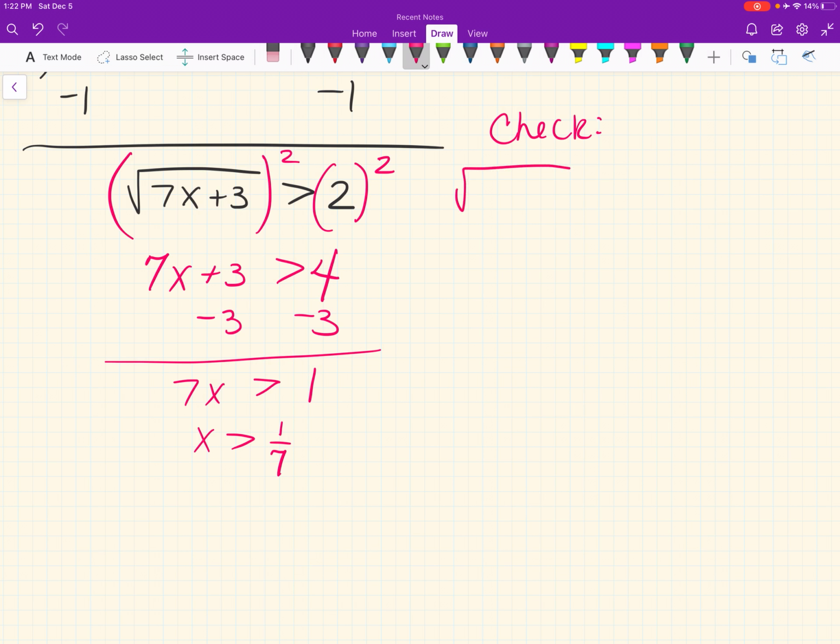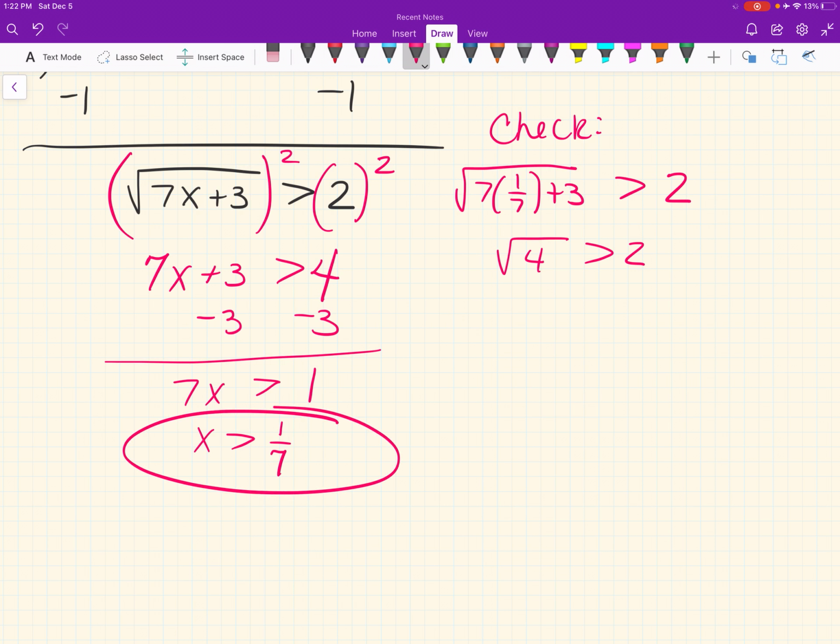It says the square root of 7 times 1/7 plus 3, is that greater than 2? I gotta think about this one, because that's going to give you the square root of 4, which is equal to 2. As long as we stay greater than 1/7 and not equal to 1/7, we're good. Okay, so we could put 2/7 here and that would work. Okay, so this checks out. This is a correct answer.